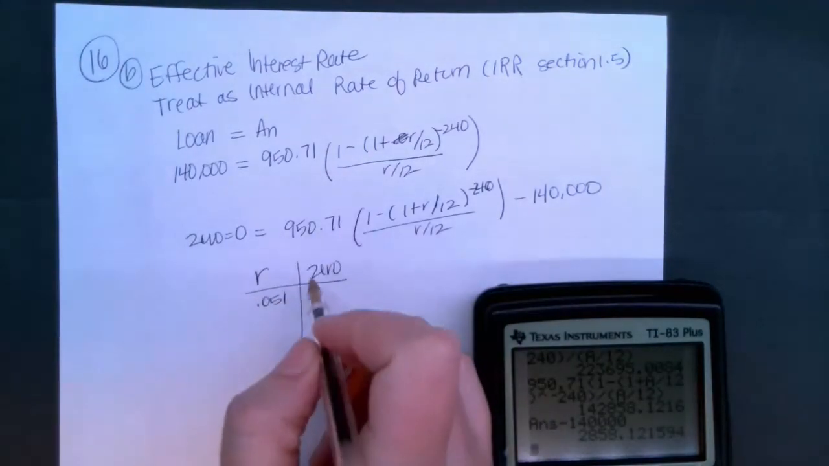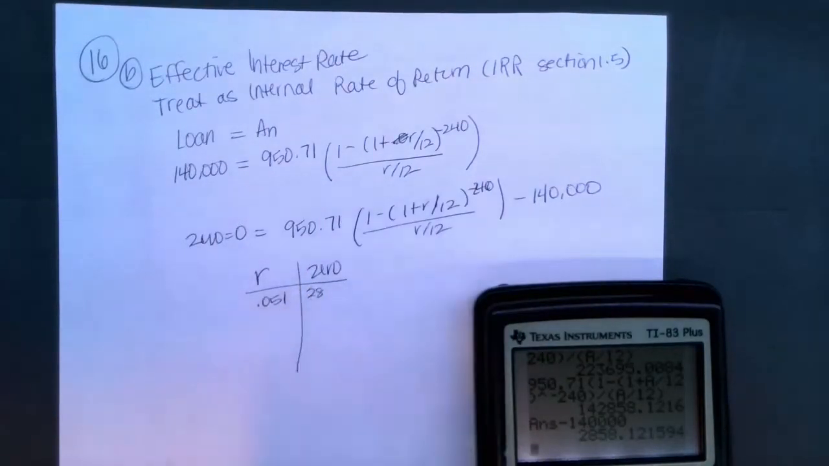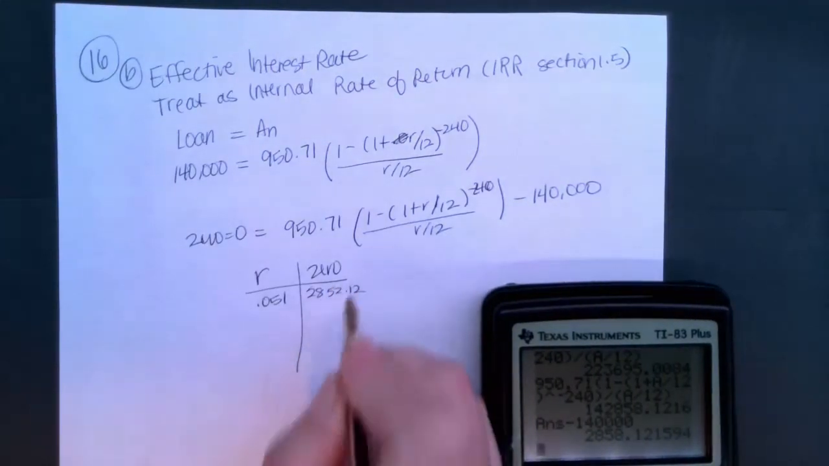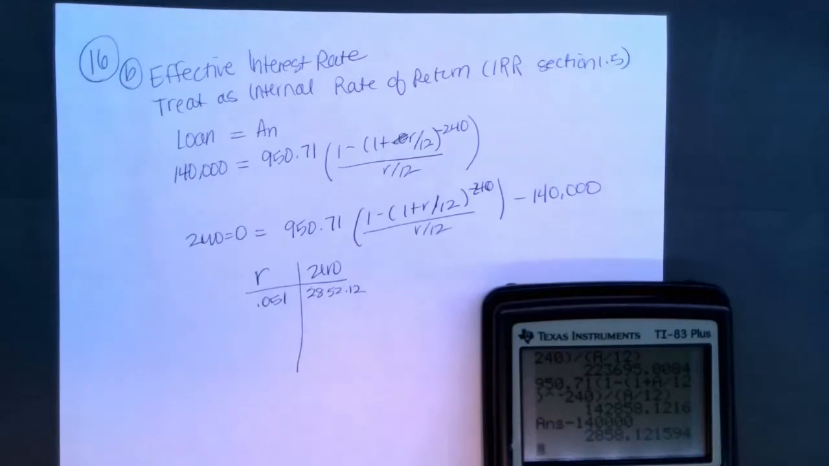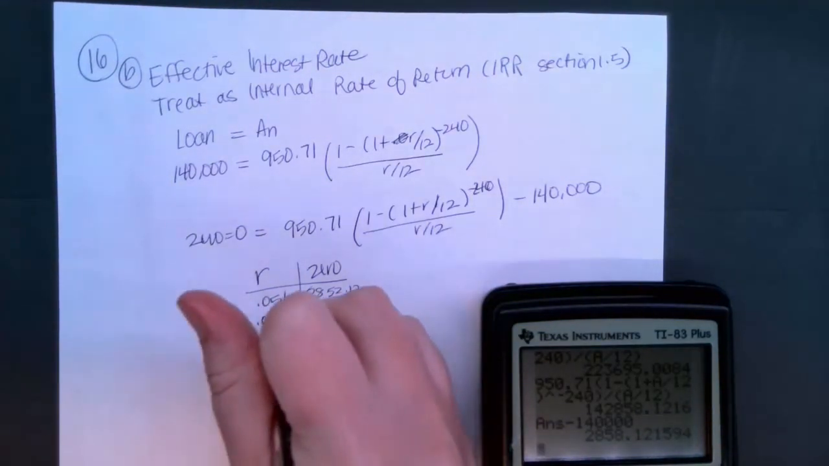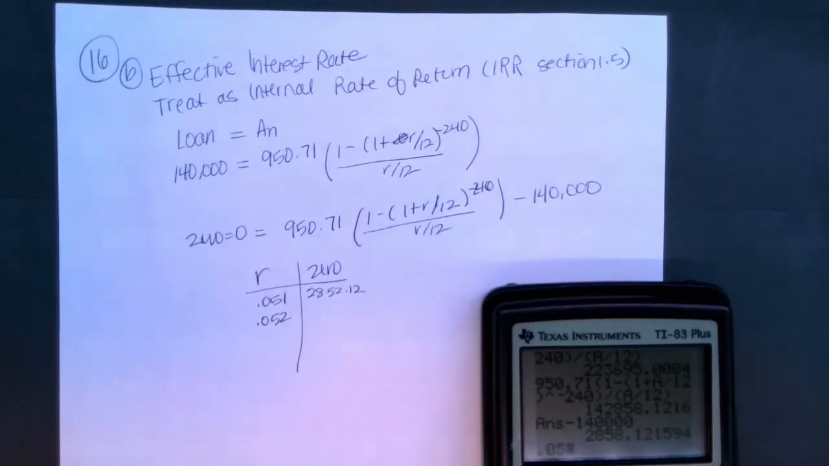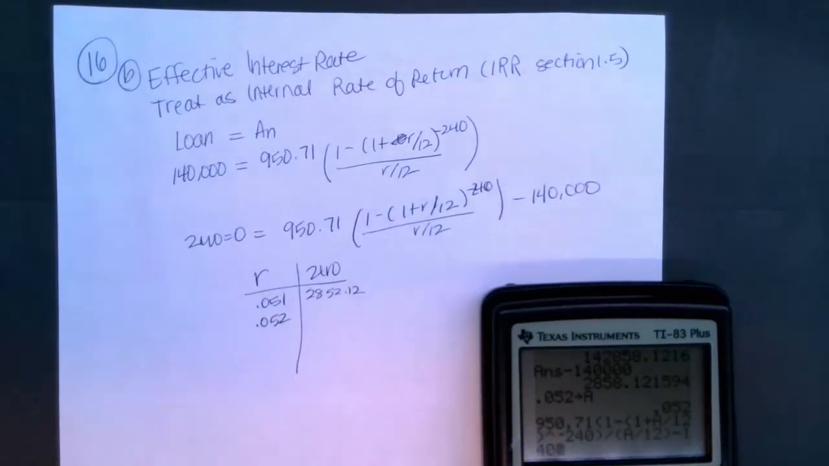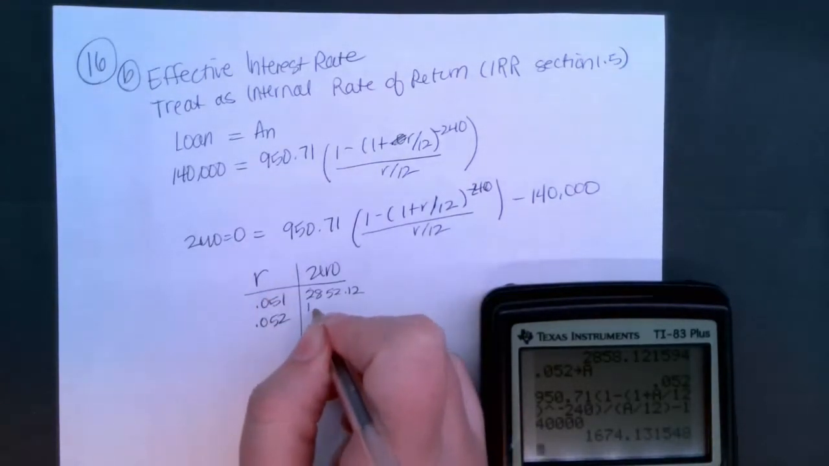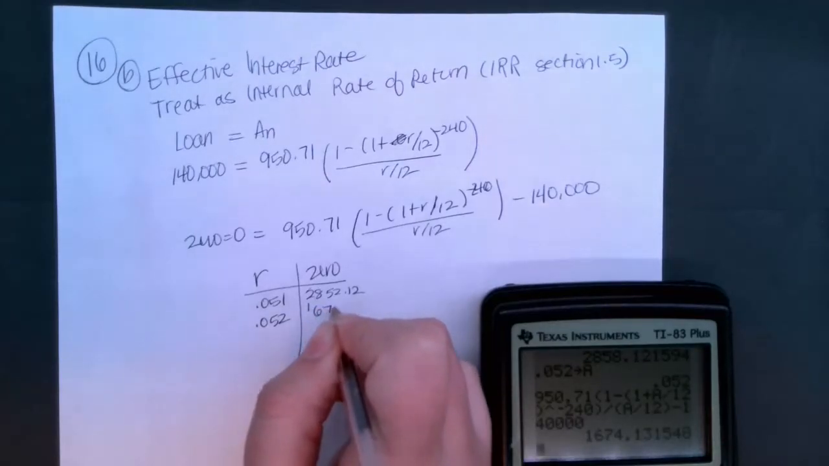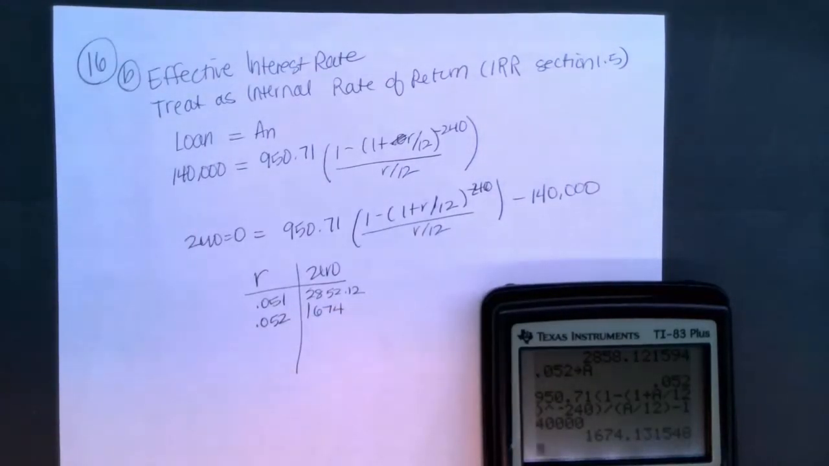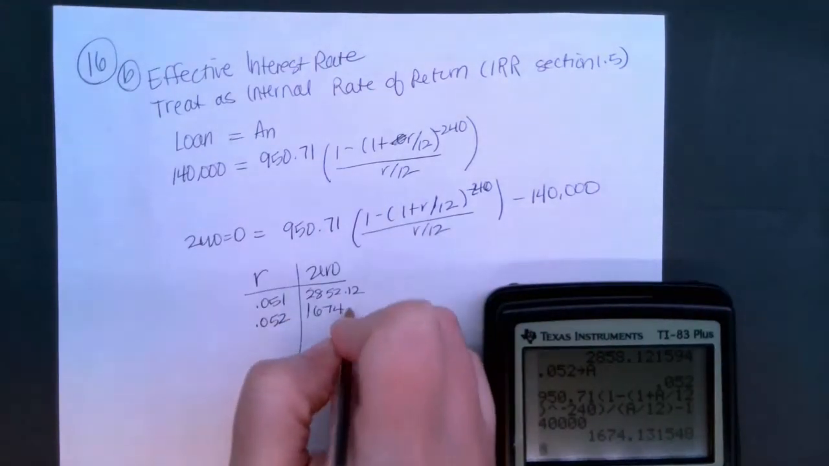So that means that we still have in there 2,858 and 12. So we ask ourselves, should we go up? Should we go down? Let's try going up, see if we get closer to 0. So we're going to try 0.052. I'm going to store that as my A. So I change it. I'm going to do my same entry, subtract my 140,000. Oh, we got closer to 0, so that's the way we want to go. This time we got 1,674 and change, so we need to go a little bit bigger.